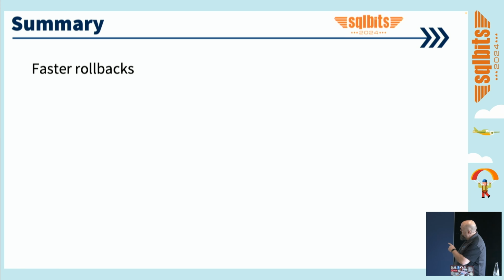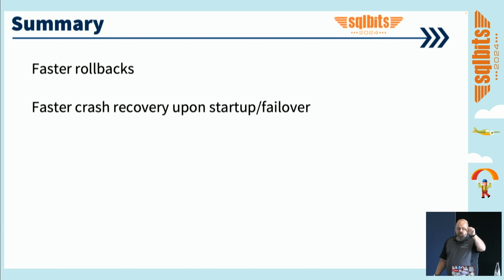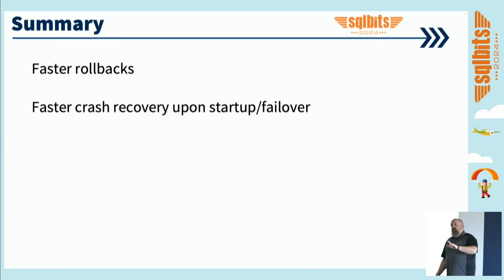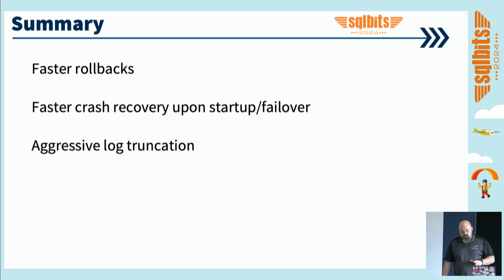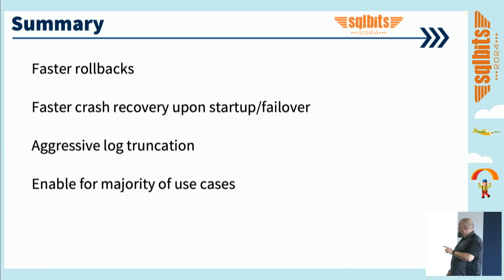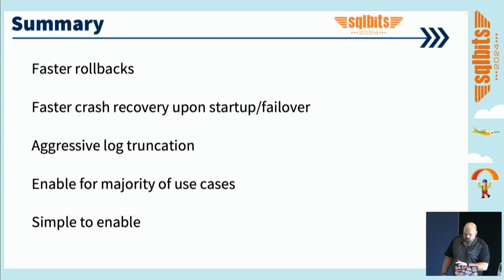So in summary, we get faster rollbacks. I'm happier as a DBA because I can roll back stuff faster. I get faster crash recovery when we start up SQL Server or do a failover. If I can do a failover and stay online faster, especially with a multi-terabyte database, my clients are significantly happier, right? I get my aggressive log truncation. I still have to worry about the log bloating out the disk, but I worry about it less, okay? Enable it for the majority of the use cases. It's relatively simple to enable, and it's simple to undo it too. Just undo that data change.